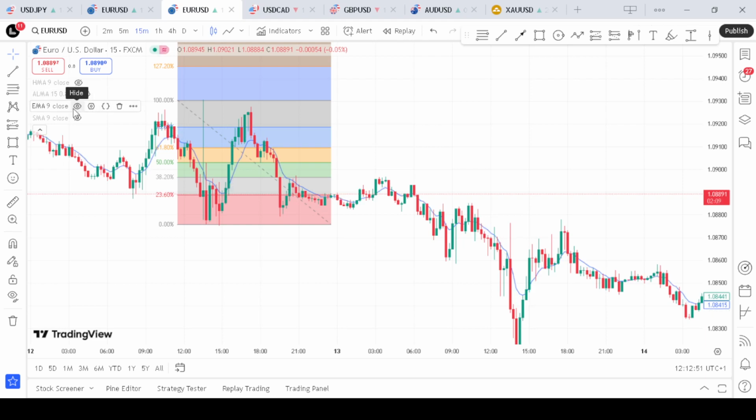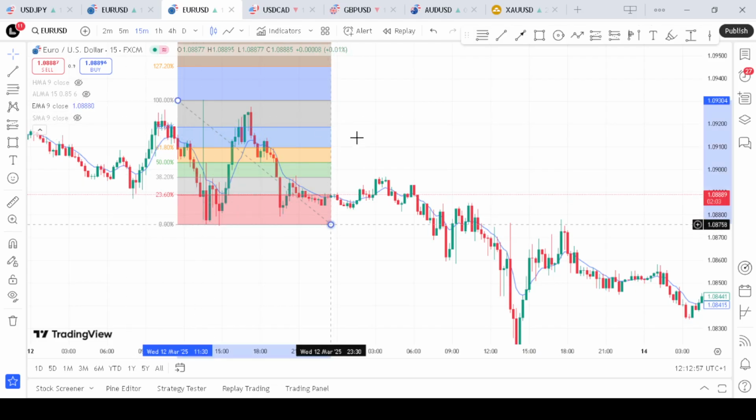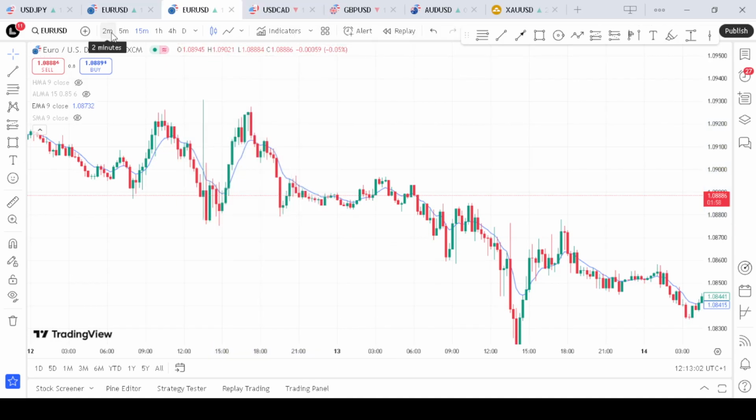The next indicator we are going to talk about is the exponential moving average. The exponential moving average, which is the EMA, is a widely used technical indicator that places greater weight on present price data, making it more responsive to current market conditions compared to the simple moving average.